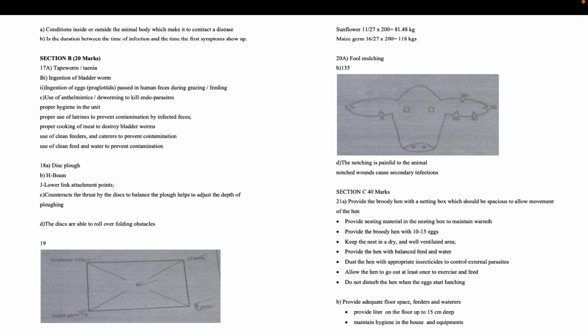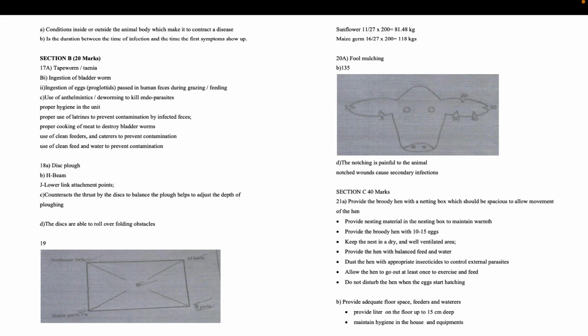18a. Disc plow. B. H-beam. J. Lower link attachment points. C. Counteracts the thrust by the discs to balance the plow, helps to adjust the depth of plowing. D. The discs are able to roll over or fold obstacles.